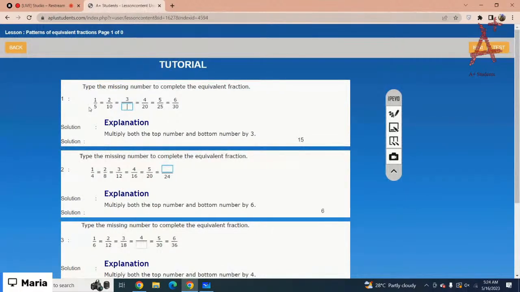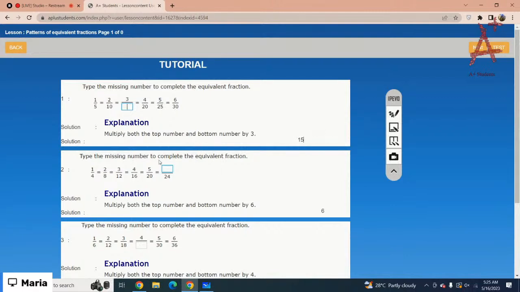You can see how the pattern is growing. 1 times 2 is 2 and 5 times 2 is 10. Then 1 times 3 is 3 and 5 times 3 is 15. Basically, you have to find out the number that you are multiplying with the fractions. Like for this one, it would be 1 times 3 makes 3. That means you multiply this fraction by 3. So it would be 3 over 15. So the missing number here is 15.